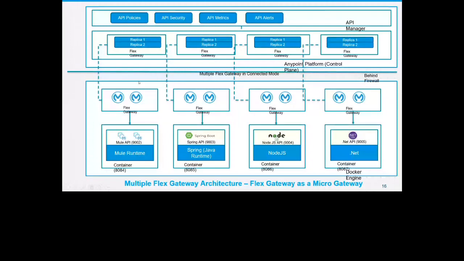For Mule API, you can have one Flex Gateway. For Spring Boot, you can have one Flex Gateway. For Node.js, you can have one Flex Gateway. For .NET API, you can have one Flex Gateway. And the other example can be business group.